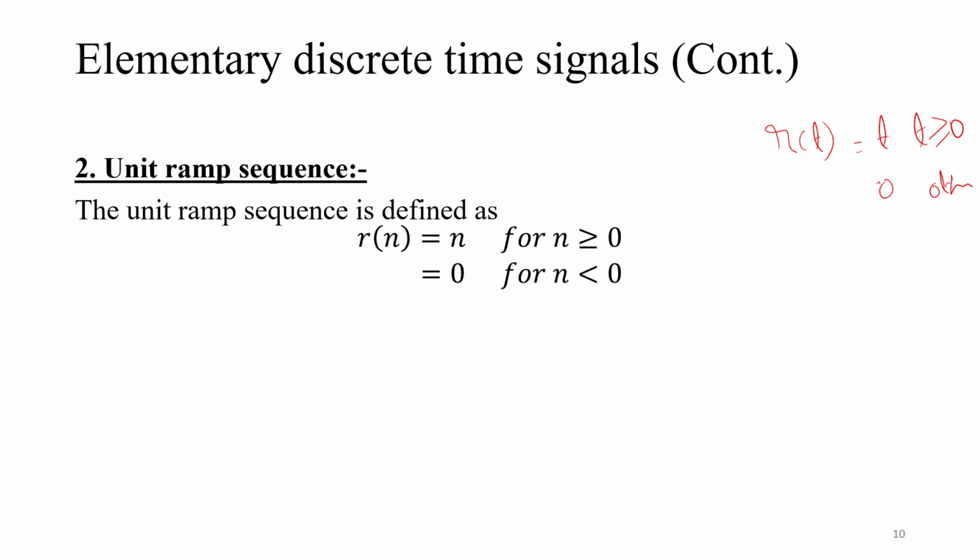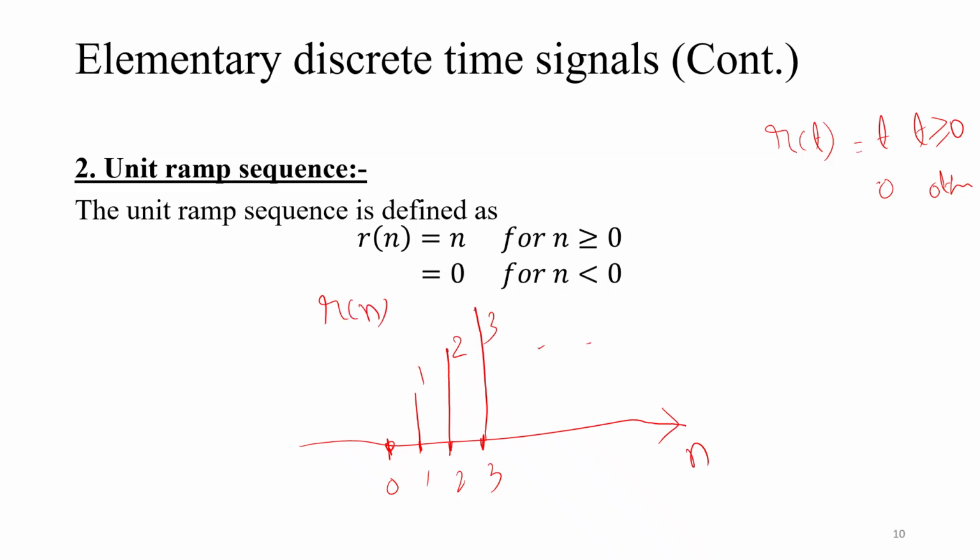Similarly, unit ramp sequence. What is unit ramp? For continuous, we are writing r of t. It is t for t more than equal to 0, 0 otherwise. Similarly, here we are writing r of n, n for n more than 0. So how will it be? This is n, at 0 it is 0, at 1 it is 1, at 2 it is 2, at 3 it is 3, like continuously going on. So this is r of n.